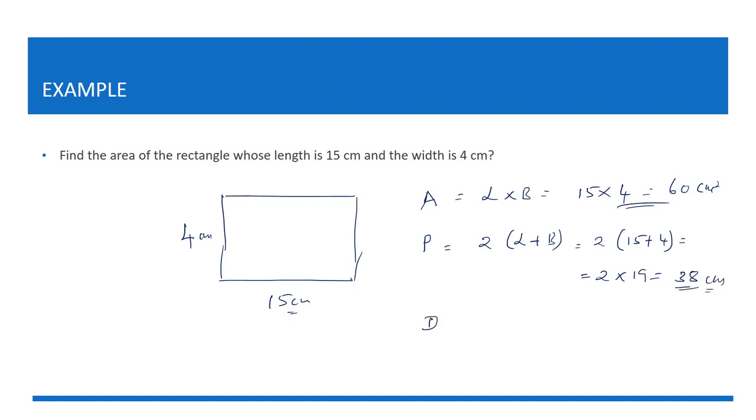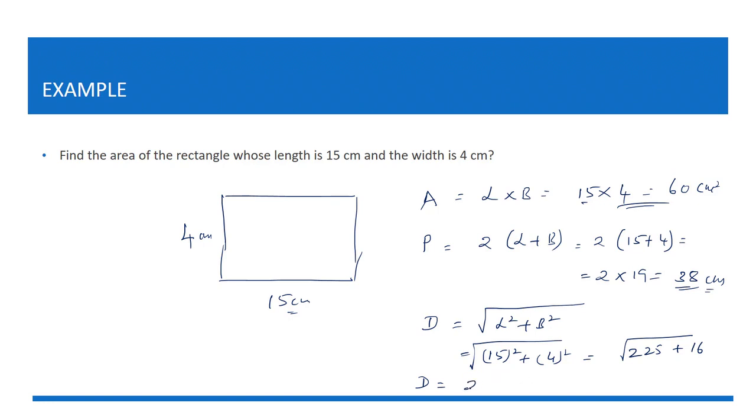Similarly, you can find diagonal. Diagonal is equal to what? Square root of length square plus breadth square. What is length square? 15 square, correct? Plus breadth square is what? 4 square. Right, let us check out here. See, 15 square is nothing but 225 plus 4 square is 16. So diagonal is equal to 225 plus 16, 241. The square root of 241. When you simplify, you are going to get the answer, right? This is how you need to solve it.